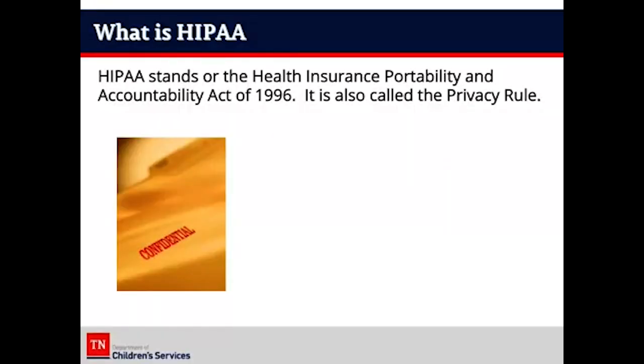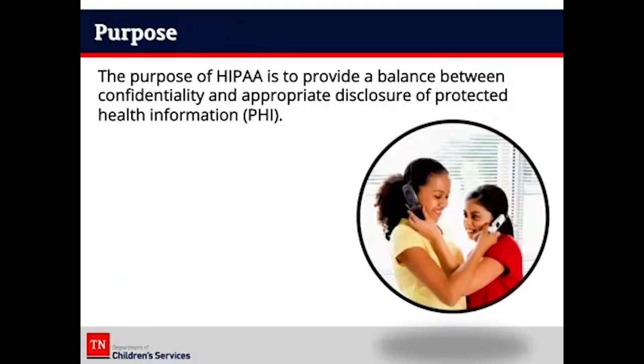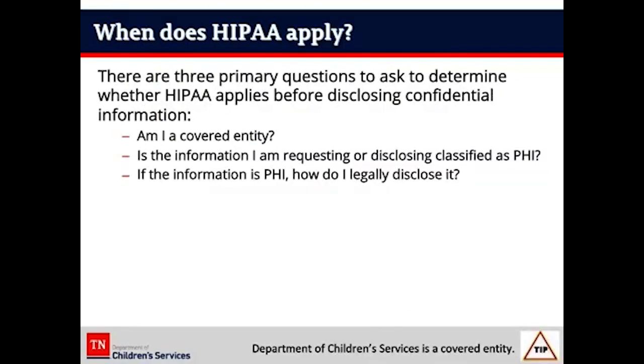HIPAA stands for the Health Insurance Portability and Accountability Act of 1996, also called the Privacy Rule. The purpose of HIPAA is to provide a balance between confidentiality and appropriate disclosure of protected health information, or PHI. There are three primary questions to ask to determine whether HIPAA applies before disclosing confidential information.